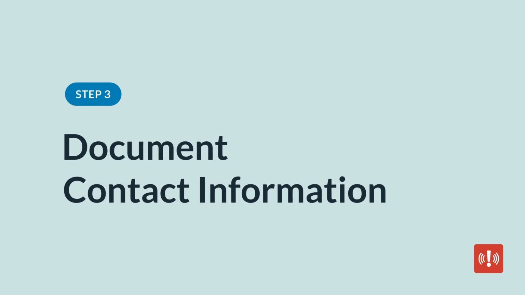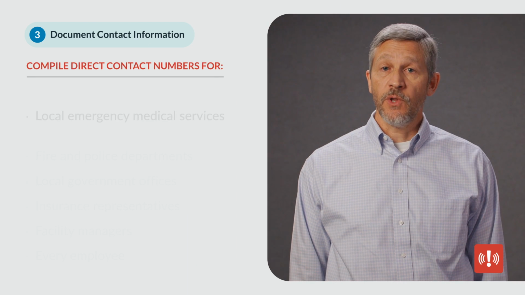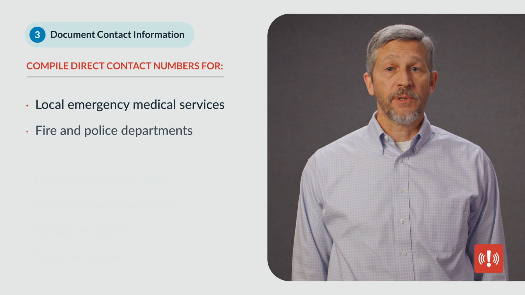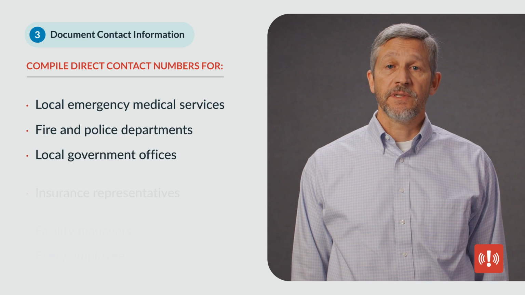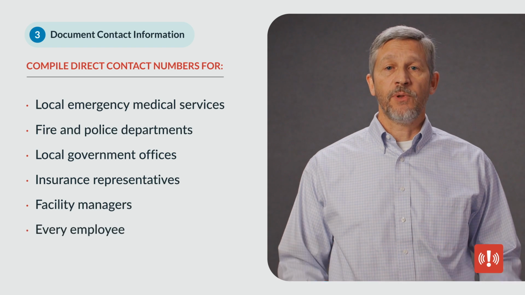Step 3. Document contact information. Next, it's time to make sure you have the right information at your fingertips. This includes compiling direct contact numbers for local emergency medical services, fire and police departments, local government offices, insurance representatives, facility managers, and, of course, every employee. Accurate, up-to-date contact information is essential. Review it regularly and make updates before high-risk seasons like hurricane season. The ability to reach the right person quickly can dramatically speed up your response during an incident.